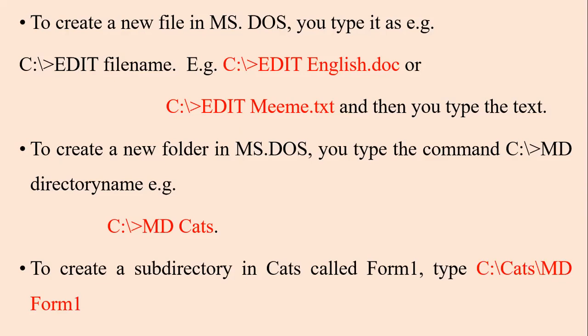To create a subdirectory in the cats directory, like called form1, what you do is once you have created your directory called cats, you open that directory and then you create your subdirectory into it. How do you do that? You do that by typing on the command prompt C:\cats, md space form1.